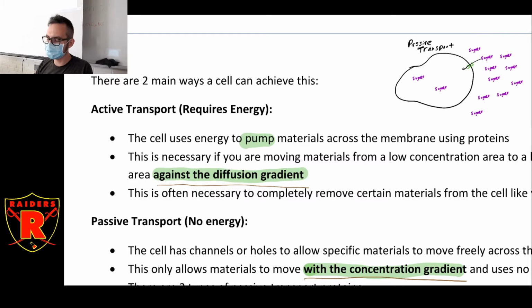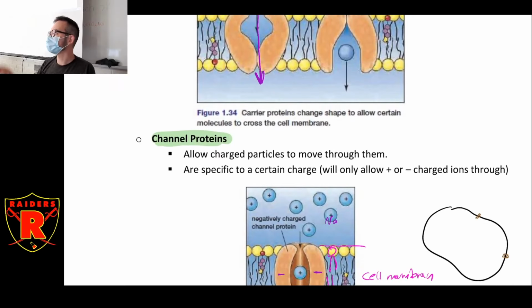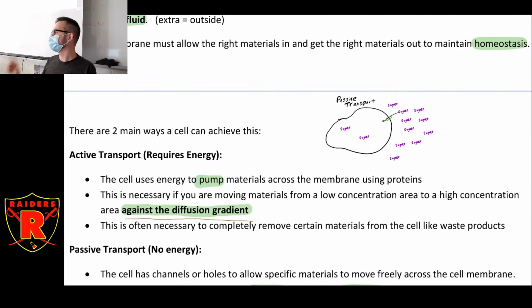So you've got passive transport proteins, those are carrier proteins and channel proteins, which let stuff flow in the direction of the diffusion gradient. And then you've got active transport proteins that push against the flow. Those are pumps. So you can pump stuff wherever you want. If you need more of something outside the cell or more inside, you can pump it either direction with a pumping protein.